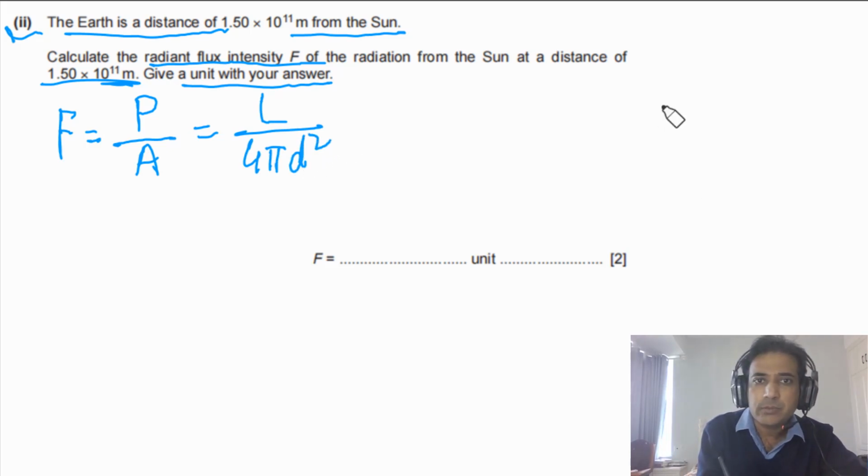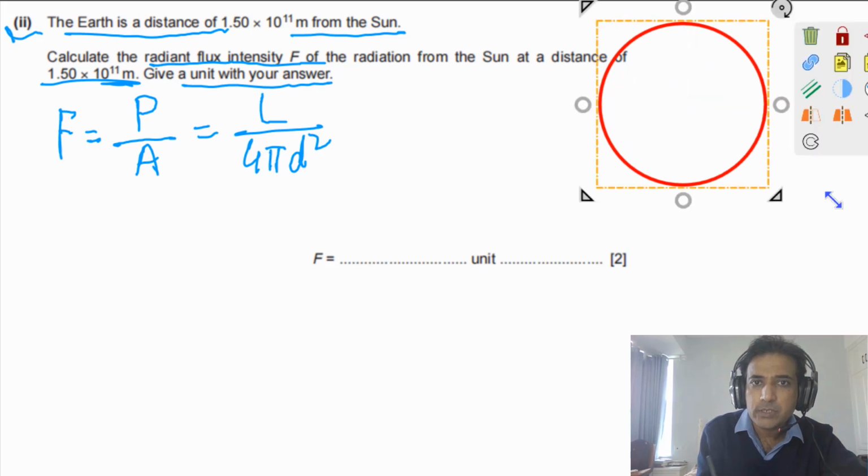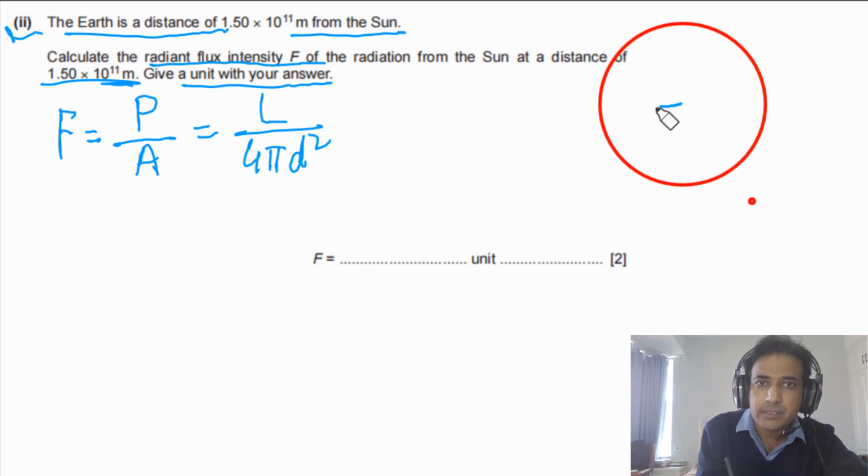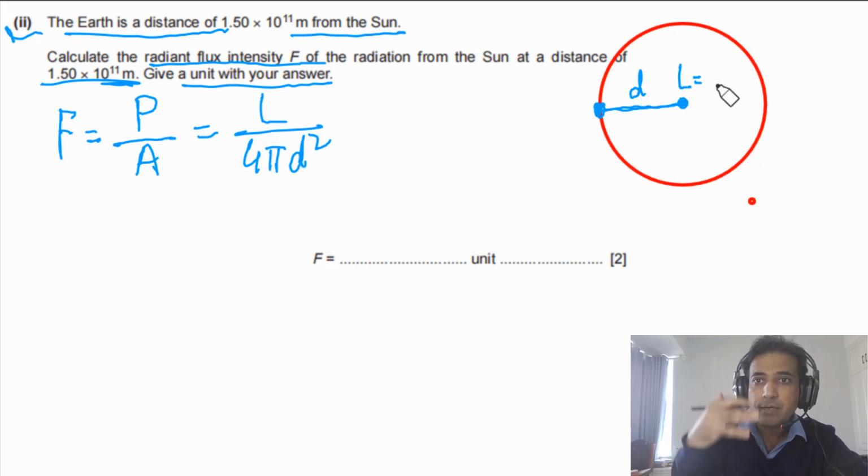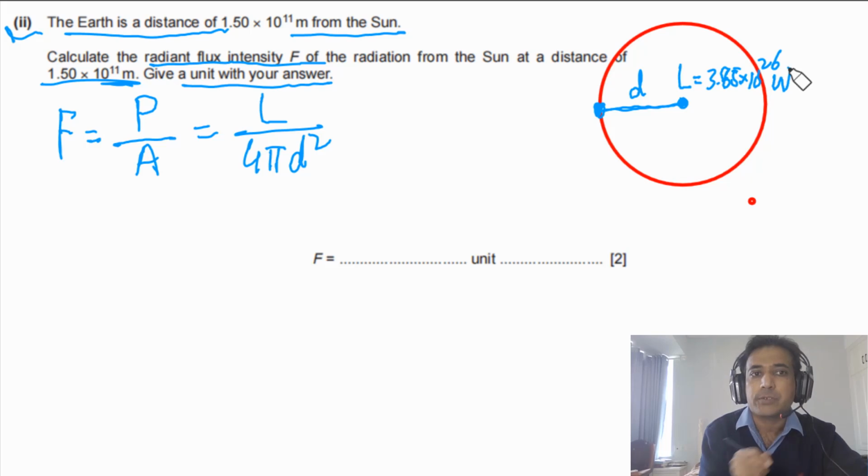Let me explain this a little bit in detail. So in this case what we are saying is that D is the distance from center to here. So this sun is located here and our planet is located here, so at this point. So this D is the distance, and luminosity of the sun means the energy emitted per second by the sun, that we have in the last part, and that was equal to 3.85 times 10 to 26 watts.